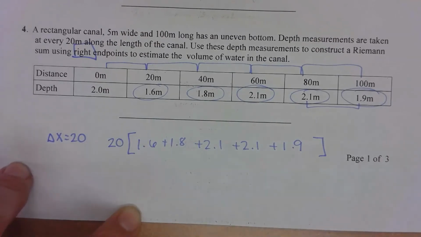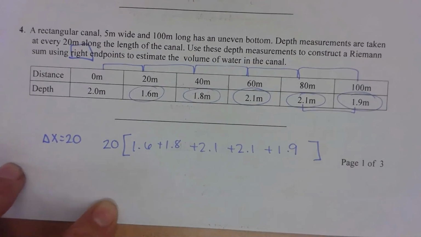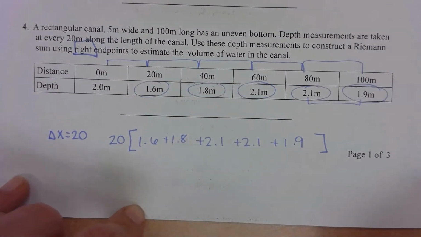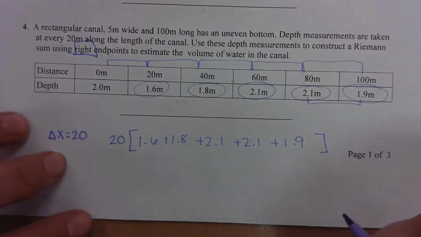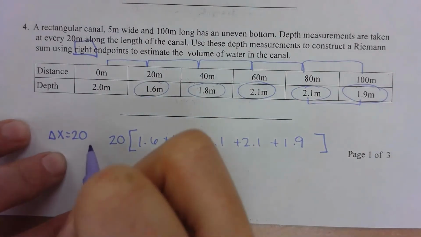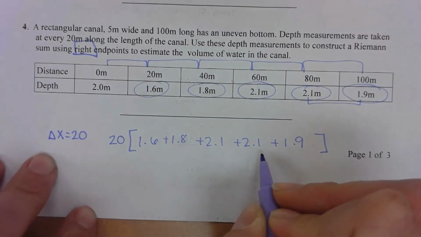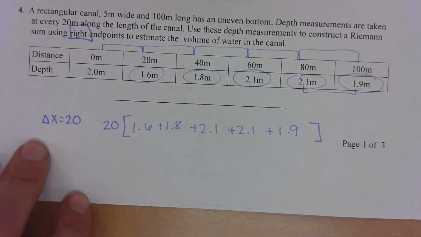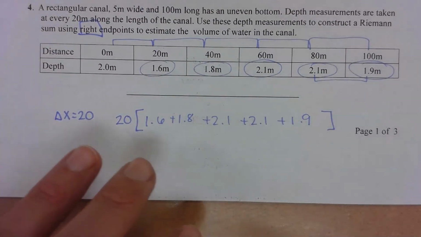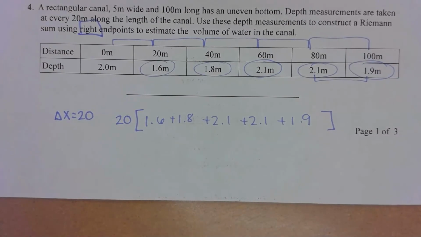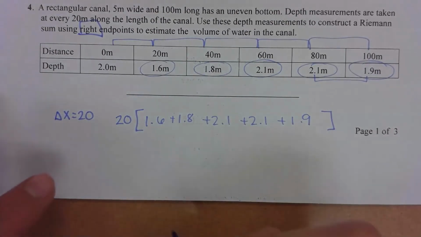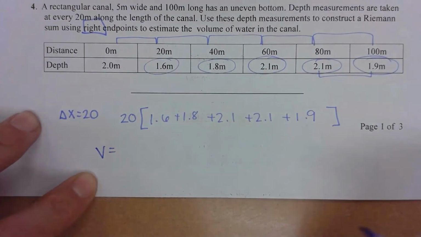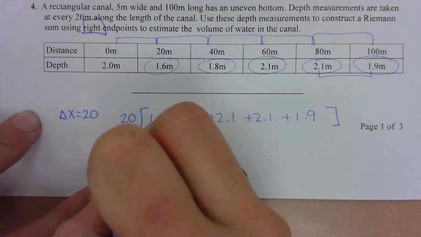What did they ask for? The volume, so you have to multiply it by 5. Okay, then you get 950. So that's 20 times the sum of the heights, and that 190 represents the areas of the rectangles. But because we need the volume, you have to multiply it by 5. Meters cubed. Just in case anyone was wondering what those were.